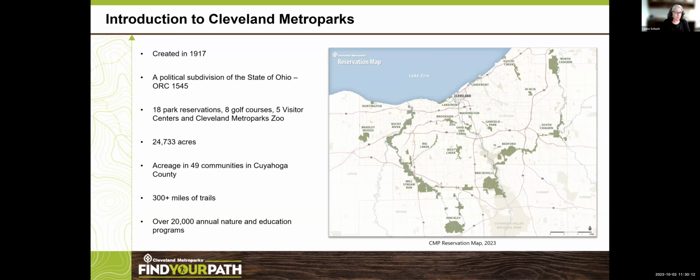We have 18 park reservations, 8 golf courses, 5 visitor centers, and we also own and operate the Cleveland Metroparks Zoo. We have almost 25,000 acres. That number kind of grows pretty much every week. We have acreage in 49 communities in Cuyahoga County and also a little bit into the county to the south of us in Hinckley Township. We have over 300 miles of trails. And this last statistic is the one that just kind of blows me out of the water. We provide over 20,000 annual nature and education programs.